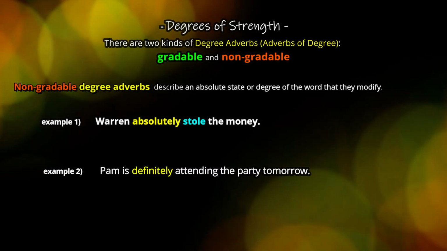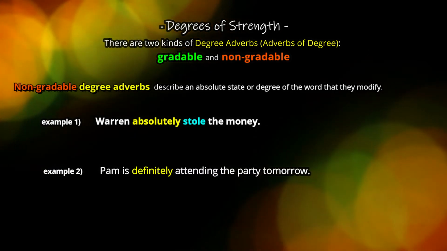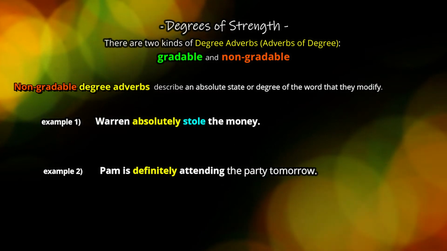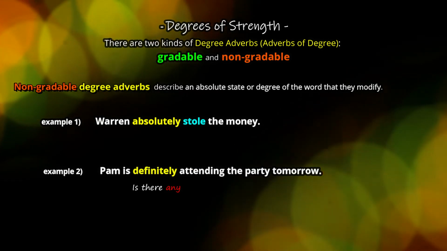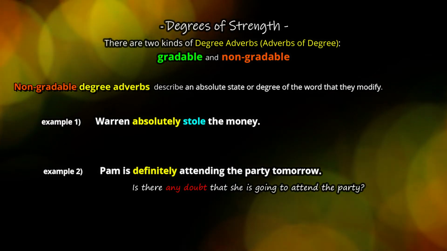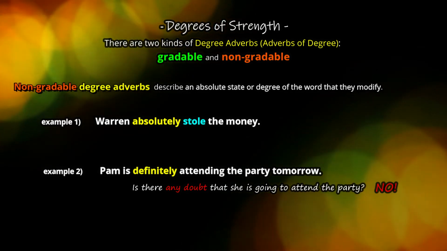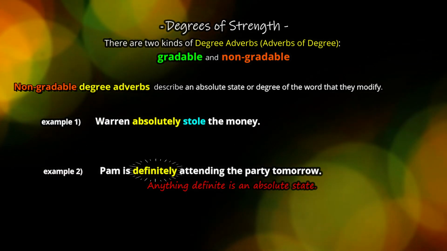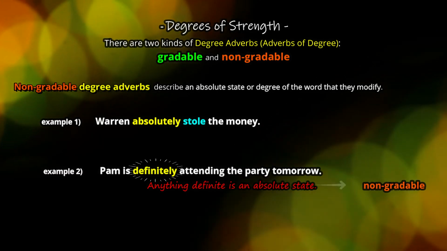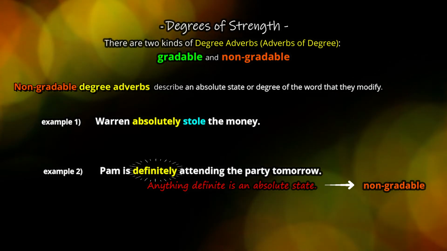And we see it again in our next example with, Pam is definitely attending the party tomorrow. Is there any doubt that she is going to attend the party? No. Anything definite is an absolute state. So it is non-gradable. Got it?